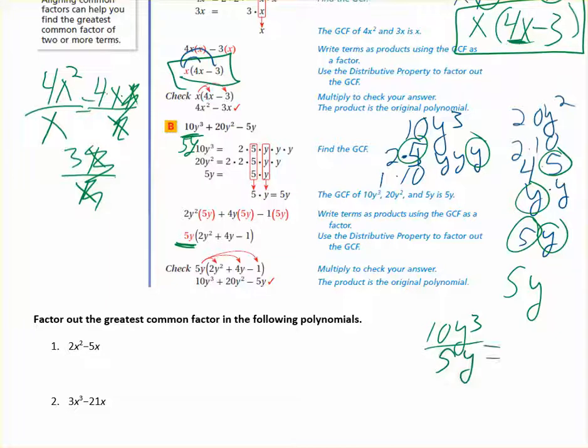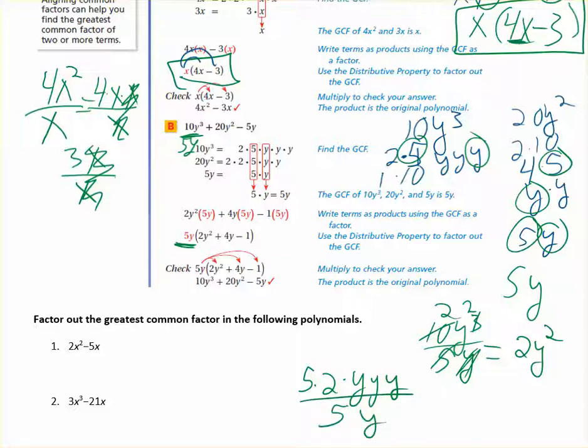Well, y times y times y divided by y, 1y will cancel. The 5 divides into the 10 2 times, so we would have 2y squared. So you could write this out better. 10y cubed is the same as 5 times 2 times y times y times y. And on the bottom, the denominator, we had 5y. So 1y cancels, 5 cancels, 2 times y is 2y squared. So that's the first term in your parentheses. Now we figure out the second one.